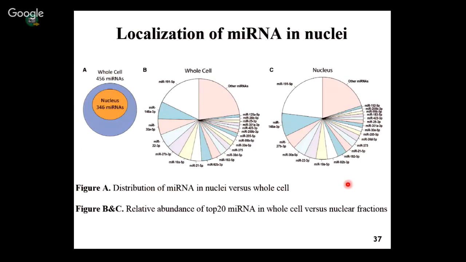So after seeing that the siRNA are present in the nuclei, the authors want to evaluate the localization of microRNA in the nuclei. Here, they identify 456 microRNA in the whole cells, and within them, there are 346 microRNA in the nucleus. What's more, the majority of microRNA in the whole cells are the same in the nucleus, indicating that there is a similar distribution of microRNA in the cytoplasm and the nucleus.